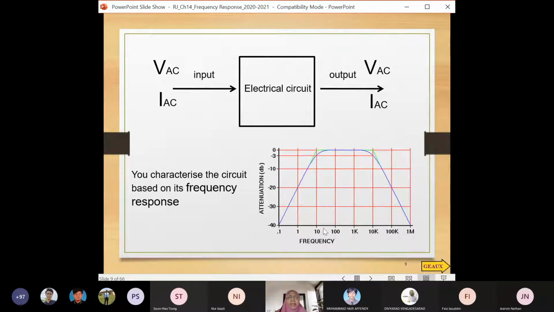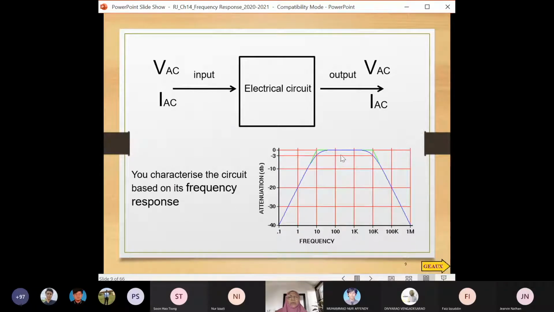This is around, I think, almost a few hundred, maybe 80, something like that. And from here to here, it goes to about a few thousand, from a few tens or few hundred to about a few thousand. But beyond that, the attenuation is a lot. So you have less response prior to this range of unity gain.